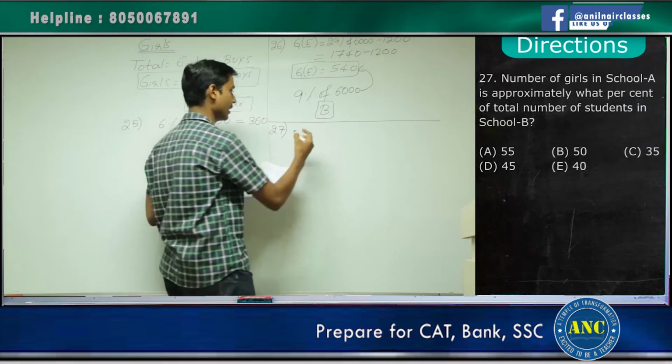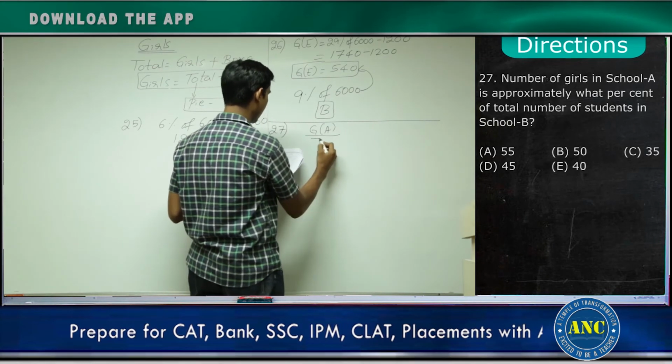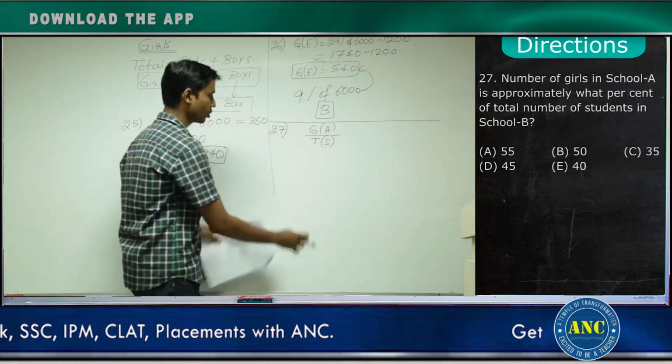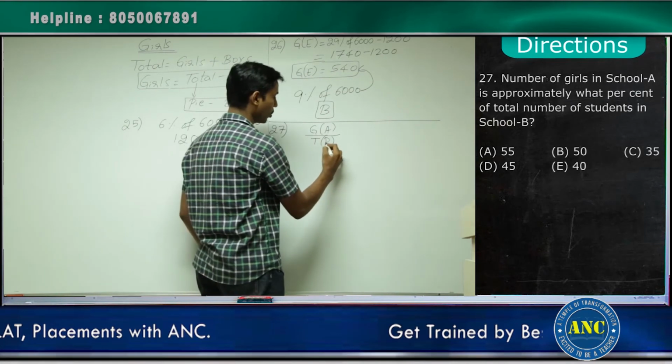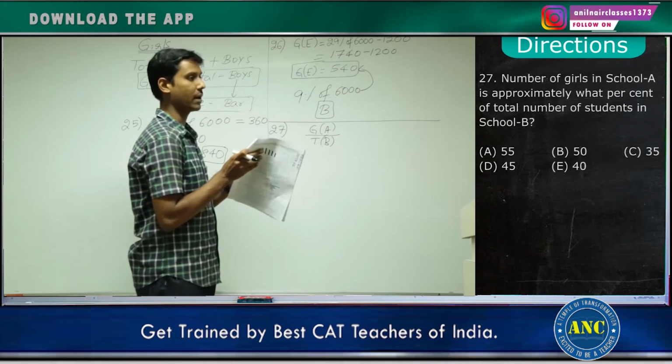Your answer is approximately the number of girls in school A divided by the total number of students in school B. So how many girls are there in school A? Girls is nothing but a combination of pi and bar.